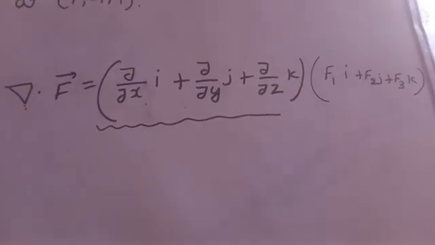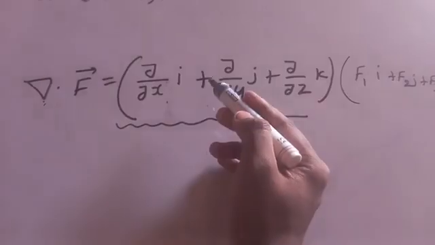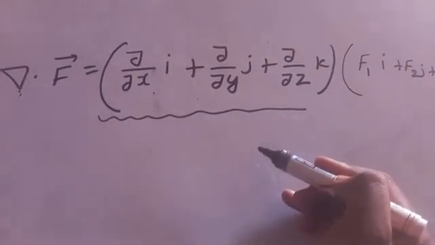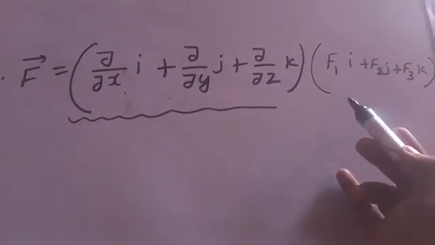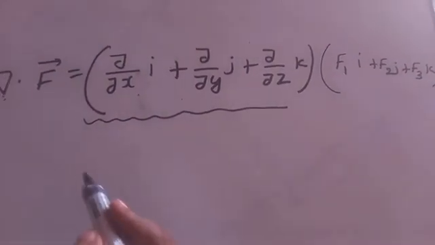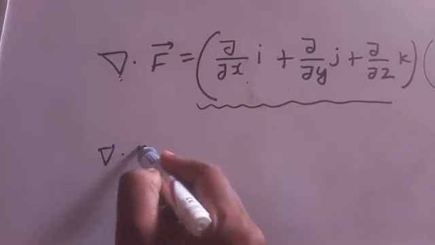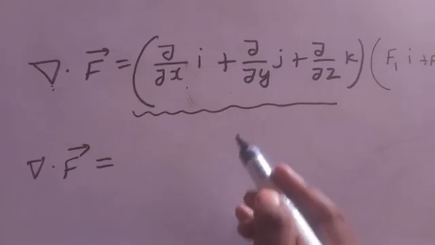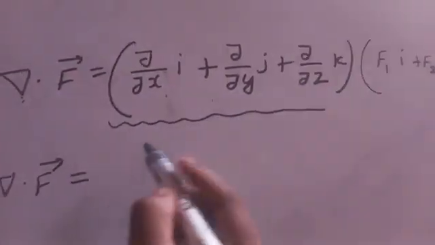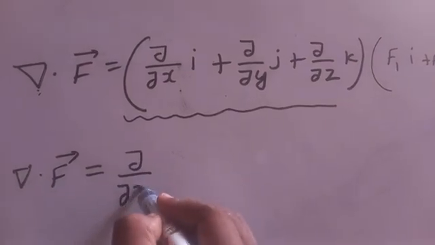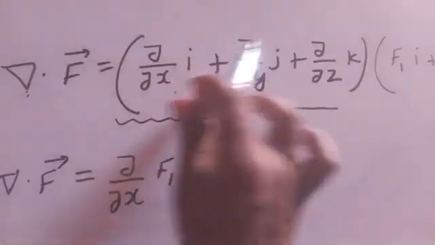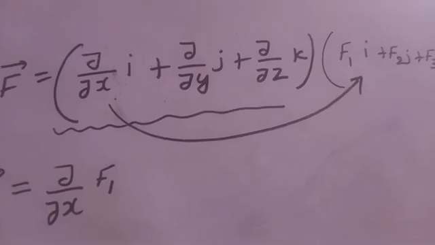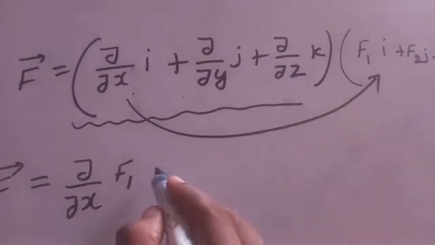So del dot F is equal to the vector differential operator ∂/∂x i, ∂/∂y j, ∂/∂z k, dotted with F. F is equal to what? F is the function f1 i, f2 j, f3 k. So del dot F, the divergence of F, a scalar point function, is ∂/∂x times f1. So i dot i is equal to what? i dot i is 1, a scalar point function.